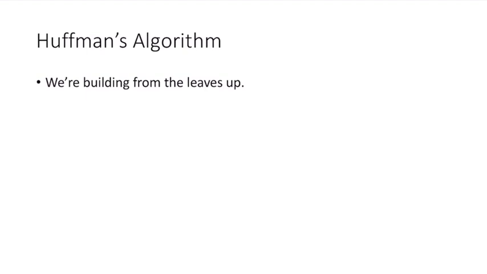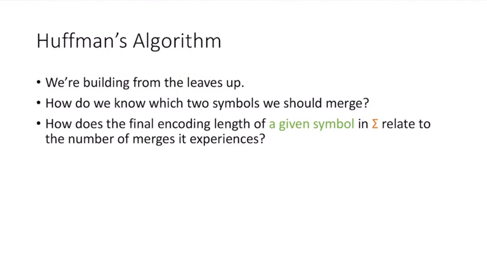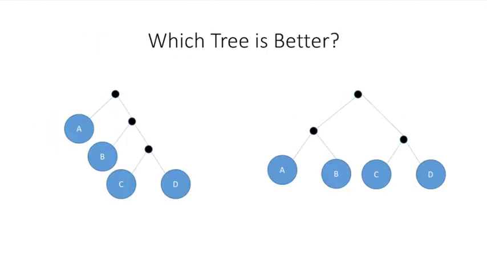Okay, so we're building from the leaves up in our tree. How do we know which two symbols to merge? The easiest way to think about answering this question is to ask yourself, how does the final encoding length of a symbol relate to the number of merges it experiences? So going back to these two pictures, how many times was D involved in a merge? And how many times was A involved in a merge over here?